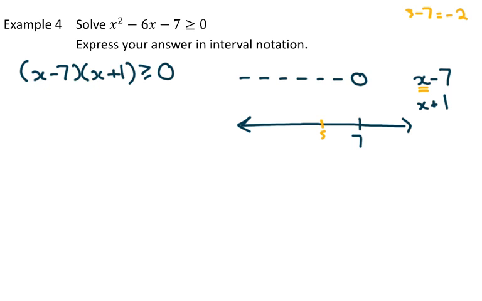Ask myself the same question on the other side of 7. Let's say I picked 10 to put in. Put in 10 for x, that works out to 10 minus 7, which is 3. And 3 is a positive number. So no matter what number I picked on the right of 7, I would end up turning into a positive.